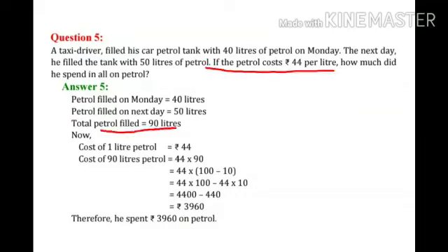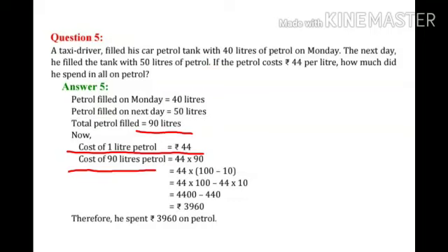Now we have the cost per liter as 44 rupees. So the cost of 1 liter of petrol is rupees 44, and we have to find the cost of the total consumption, that means 90 liters of petrol. So if the cost of 1 liter is 44, then the cost of 90 liters is 44 into 90.